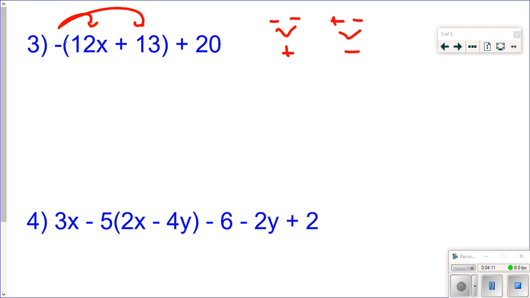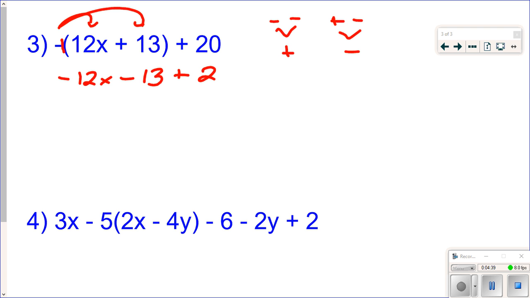The other way you can think about this is really there's a 1 here that's not written. So you're really distributing negative 1 in here. So if you want to multiply these by negative 1, that will work too. So negative 1 and positive 12x is going to make negative 12x. And then the negative with the plus is going to make minus. That's this thing here, 13. So basically all I did was take this negative sign and distribute it into here.